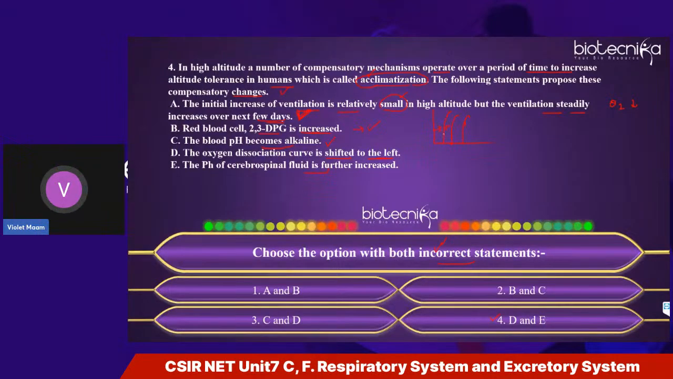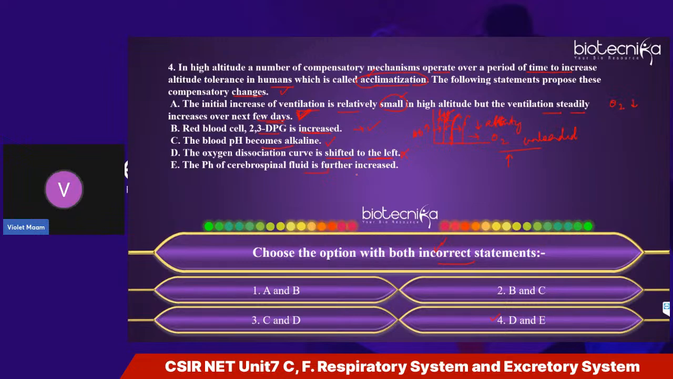Just try to recollect. If this is the normal curve, the center one, and it moves towards the left, affinity will increase. The affinity of hemoglobin for oxygen will increase. And if the curve moves towards the right, affinity will decrease. Can you all recollect that? If affinity is decreasing, it means more oxygen will be given out or unloaded. When we are at higher altitude, our cells need more oxygen, so the oxygen dissociation curve will not shift towards the left. So this is an incorrect statement.